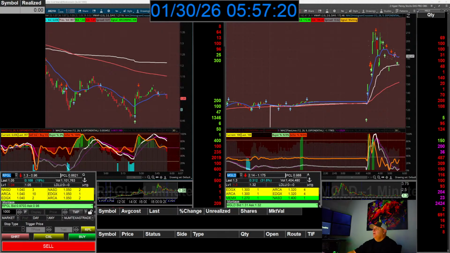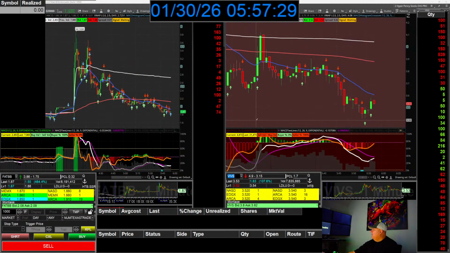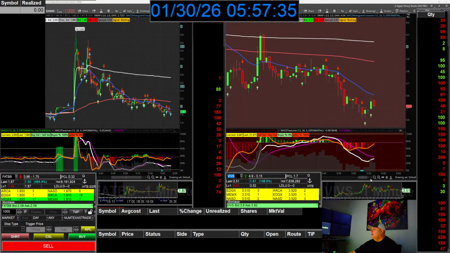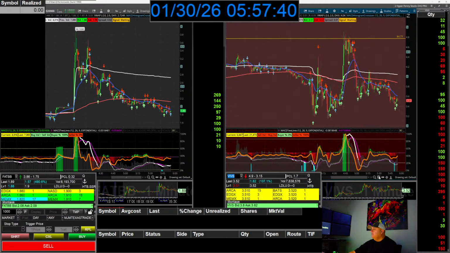But let's take a look at these stocks that are coming up right now. Let's not get too much into this. Okay, so on this first screen, I'm going to go here on the right. VIVS is, let me zoom out a little bit. I guess it had some movement.